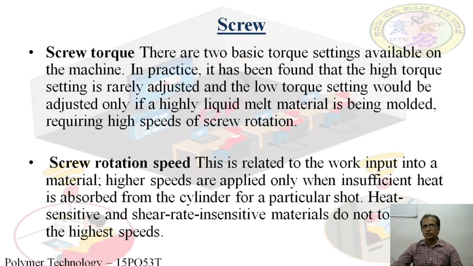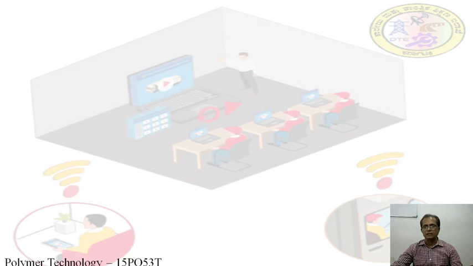Screw rotation speed is related to the work input into the material. Higher speeds are applied only when insufficient heat is absorbed from the cylinder for a particular shot. Heat sensitive and shear rate insensitive materials do not tolerate high temperatures.